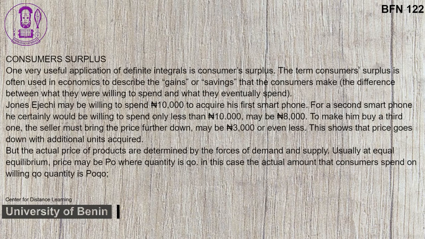But the actual price of products is determined by the forces of demand and supply. Usually, at equilibrium, the price may be P0 where quantity is Q0. In this case, the actual amount that consumers spend on the quantity Q0 is P0 Q0.